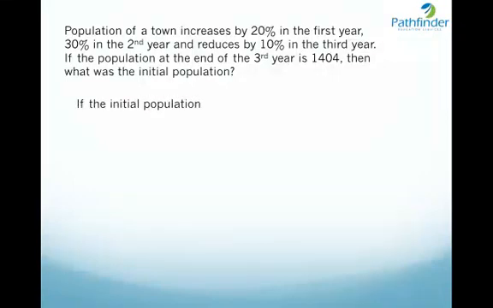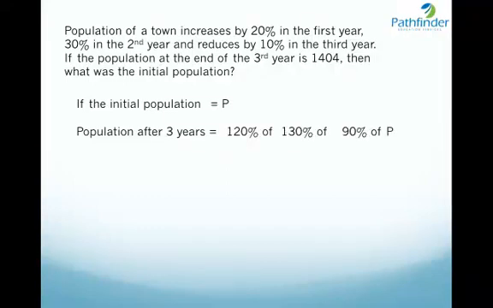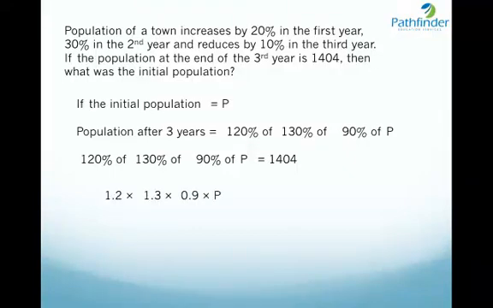So if the population in the initial year is P, then population after 3 years can be stated as 120% of 130% of 90% of P. And 90% is because in the third year there is a 10% reduction. So 120% of 130% of 90% of P is equal to the population after 3 years, that is 1404, which results into 1.2 into 1.3 into 0.9 P is equal to 1404, and 1.404 P is equal to 1404, which yields P as 1000.